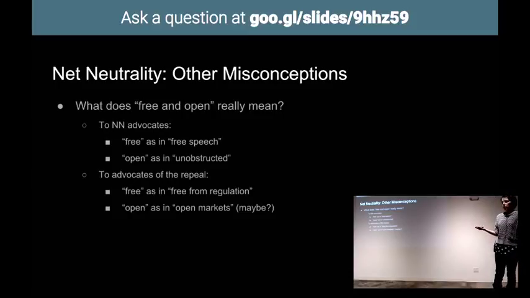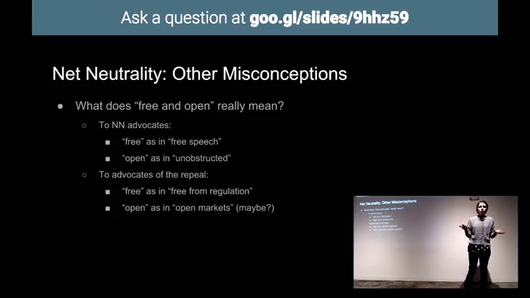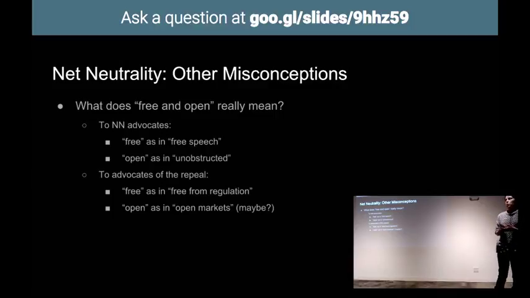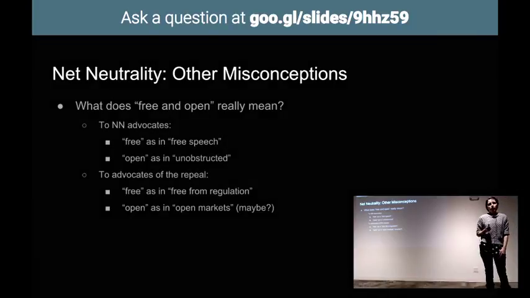Advocates of the repeal, typically telecommunication companies, when they say free and open, maybe they mean something a little different. Free as in they want the internet free from regulation. They want the freedom to initiate creative business practices that they feel will help grow their companies, make their investors happy. Open is a little harder for me to understand. Best I can do is they want an open internet as in open market, open to their new creative ideas. Today when I say free and open internet, I mean free speech and unobstructed access to it.